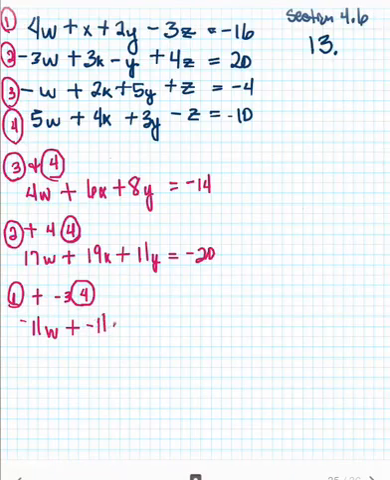11x plus, and then let's see here, I get 2 plus negative 9, so I get negative 7y, and that's going to equal, let's see, negative 16 and positive 30. So negative 16 plus positive 30 is going to be positive 14.